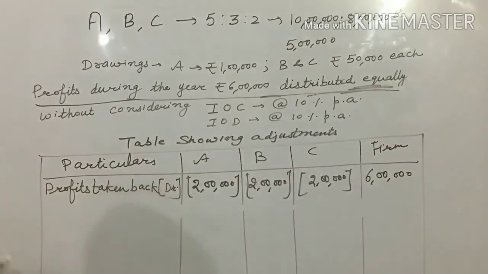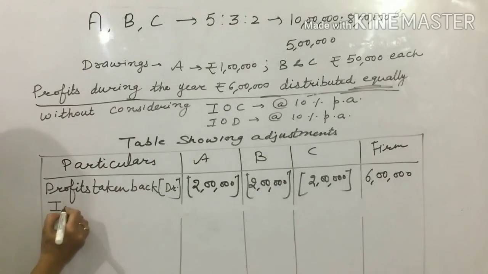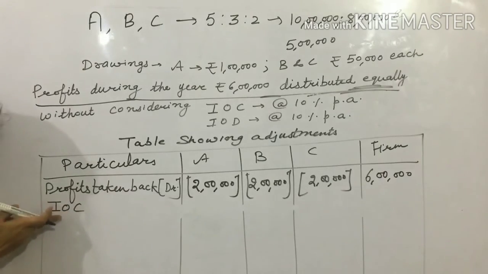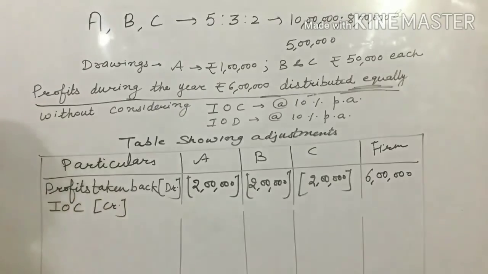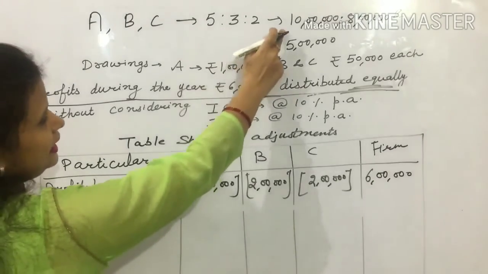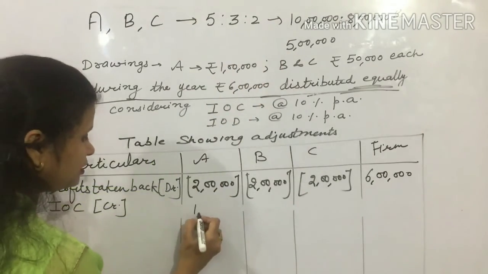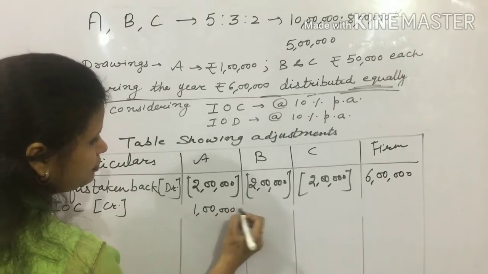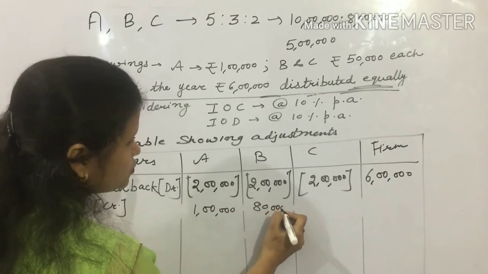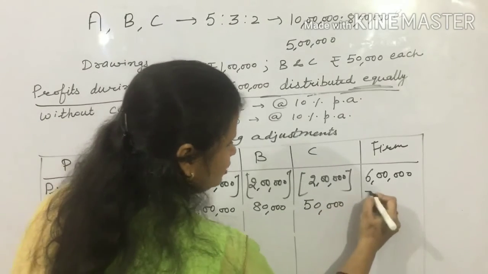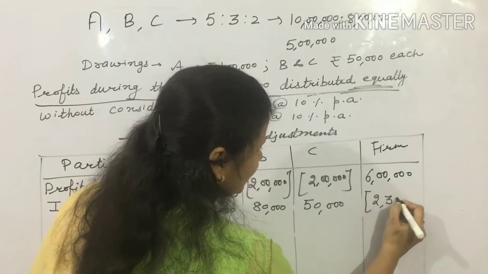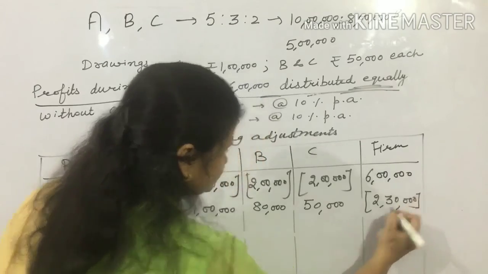Then firm will give interest on capital to partners, as it is to be given to partners, so it will be credited. We can calculate 10 lakh, 10% per annum, it will be 1 lakh. B will be credited with 80,000 and C will be credited with 50,000. And firm will be debited with 2 lakh 30,000.